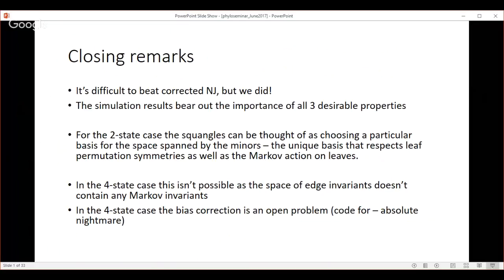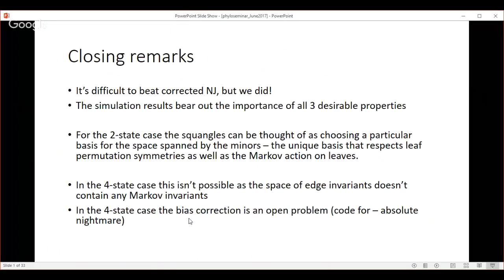But it's just that you've picked some, I guess, unique basis that's respecting the Markov action as well as these leaf permutation symmetries. So unfortunately, in the four-state case, if you think about the space that you get from these edge invariants, it actually doesn't contain any Markov invariants. You can still find Markov invariants that are also phylogenetic invariants, but they don't inhabit this nice space of ones you can define through these splits and flattenings and those rank ideas.